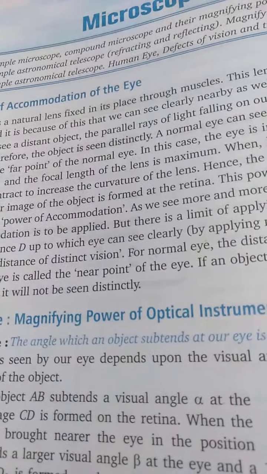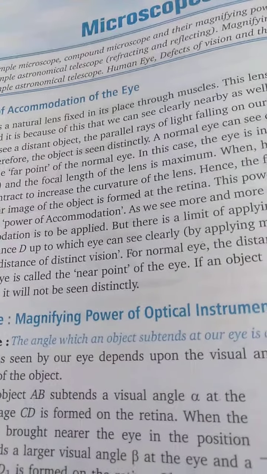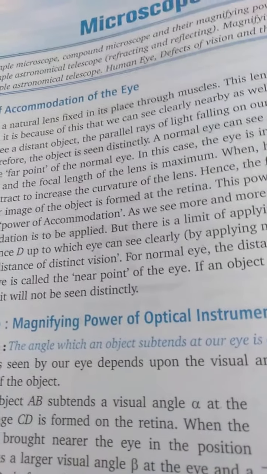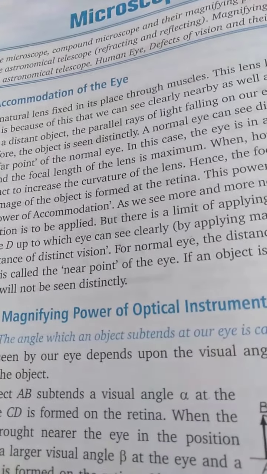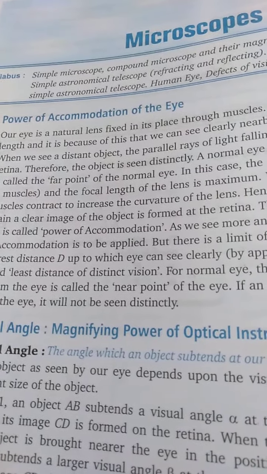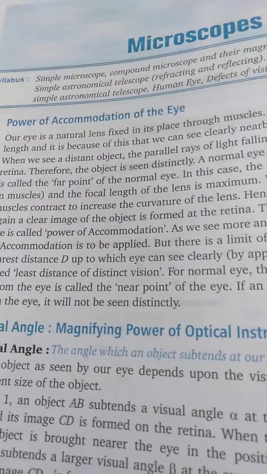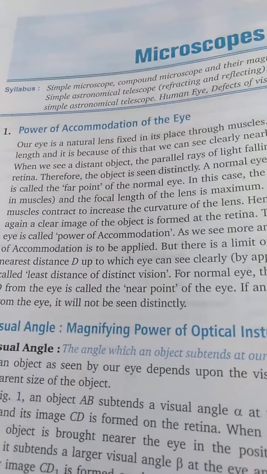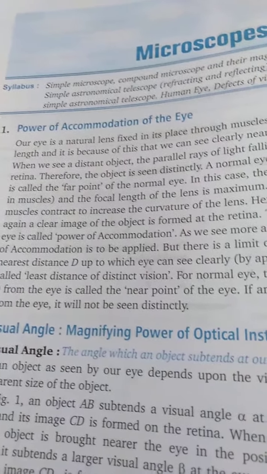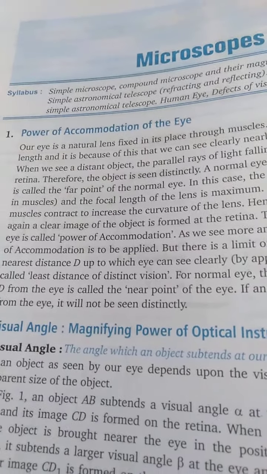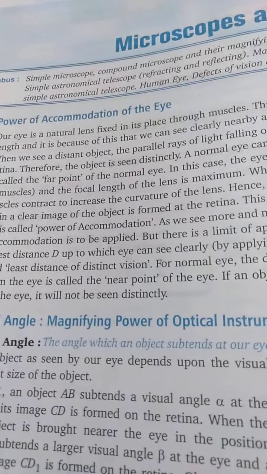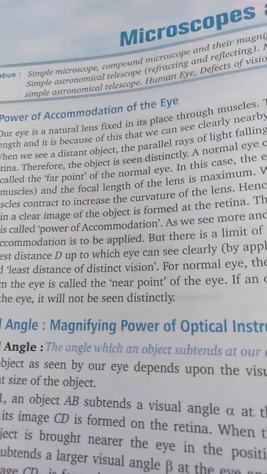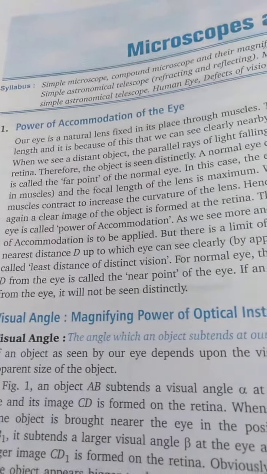Now, this ability of the lens to self-adjust the focal length as per the requirement is called power of accommodation. It takes place with the help of the contraction of the eye muscles. The eye muscle changes the curvature of the lens. It makes the lens thin or short and thick as per requirement, and due to this the focal length of the lens also changes. So the focal length of the lens changes as required.